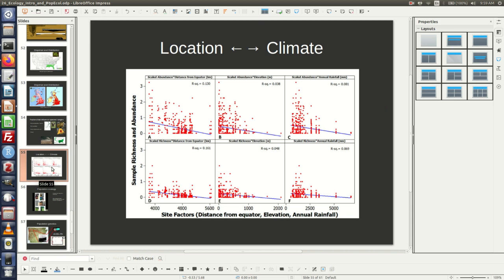Just looking at big climate variables, remember temperature, precipitation. These are richness and abundance of types of slime molds. This was a study across New Zealand, which has a pretty big range from the equator down towards the southern hemisphere, or deeper into the southern hemisphere. As we go right on the x-axis, that's distance from equator, so we're moving away from the equator there. Here we're moving up in elevation as we go right, and here we're moving up in rainfall as we go right. And you can see the trends here.